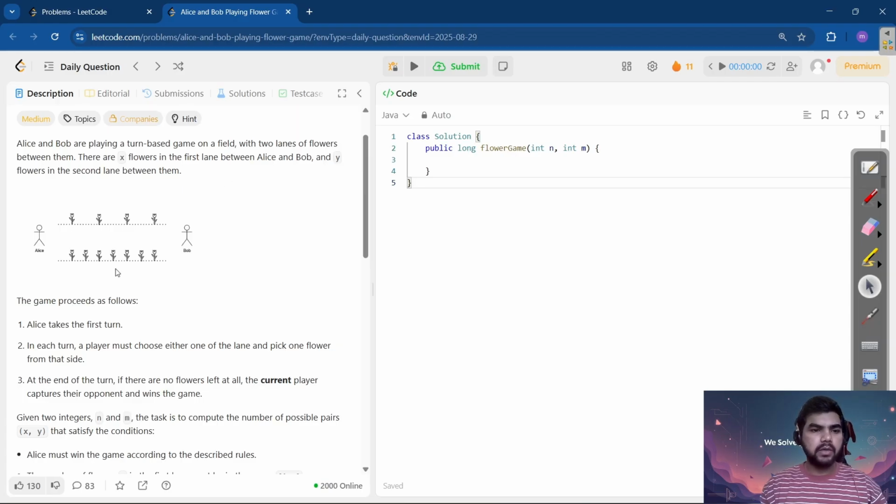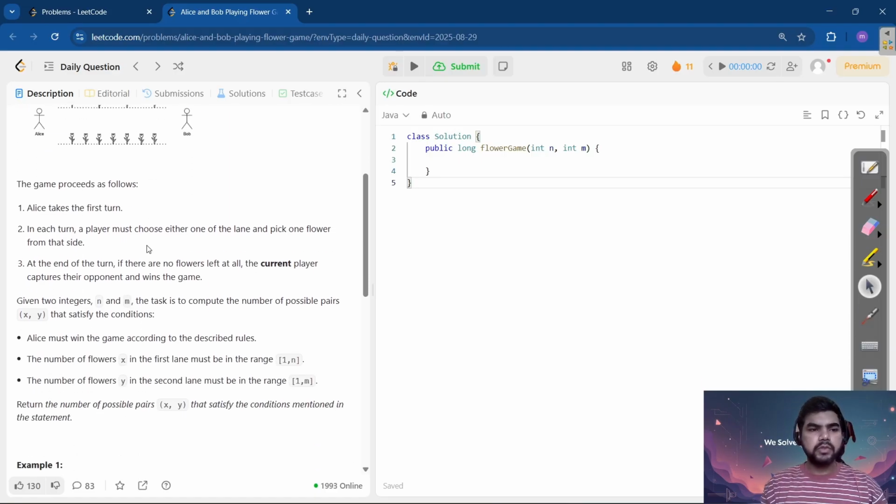them. So we can see there are two lanes of flowers, and Alice and Bob are standing on opposite sides. There are x flowers in the first lane between Alice and Bob, and y flowers in the second. So the flower numbers are different in the two lanes. Okay, so the game proceeds. Alice takes the first turn.